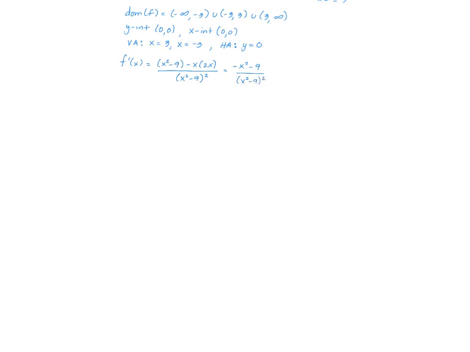Okay, so critical points for the first derivative are where it's undefined or where it's equal to 0. So the first derivative is undefined when that denominator is equal to 0, which would be at x equal to plus or minus 3.